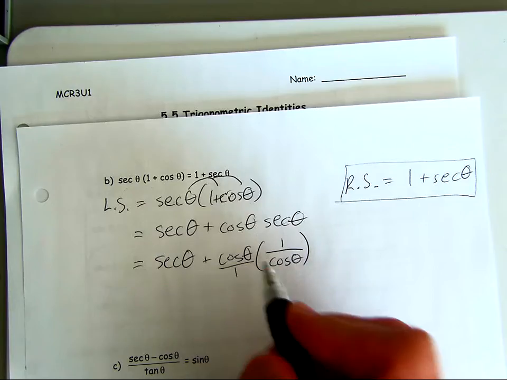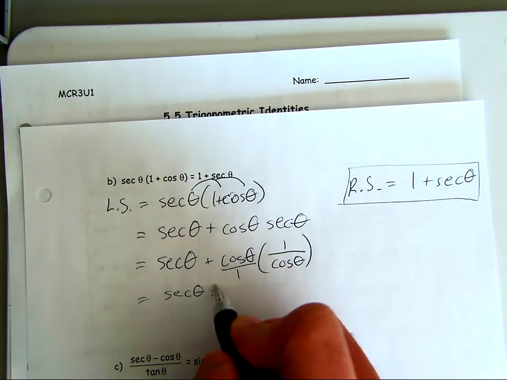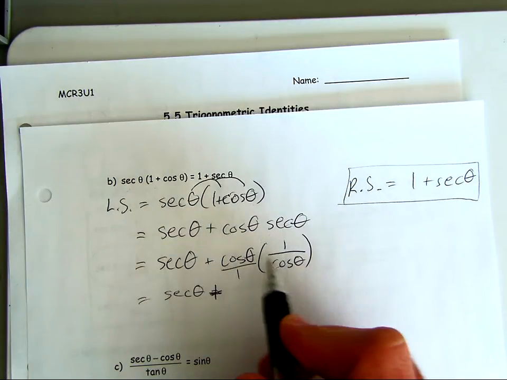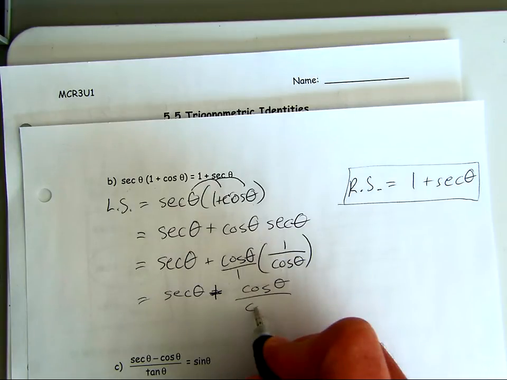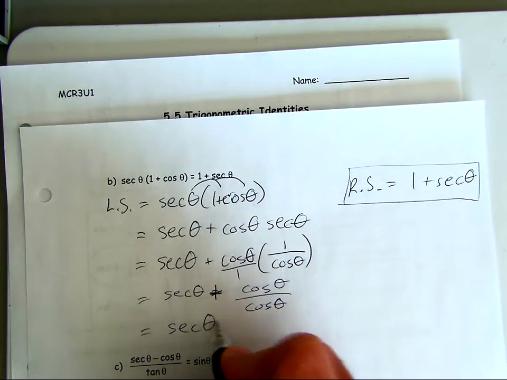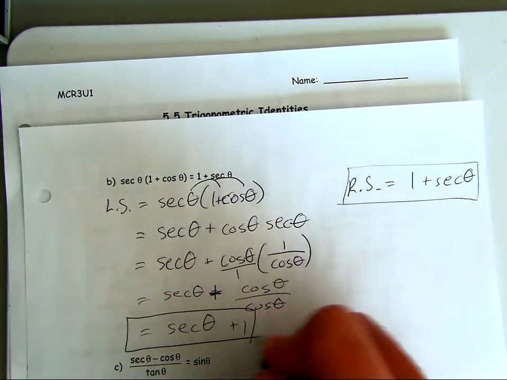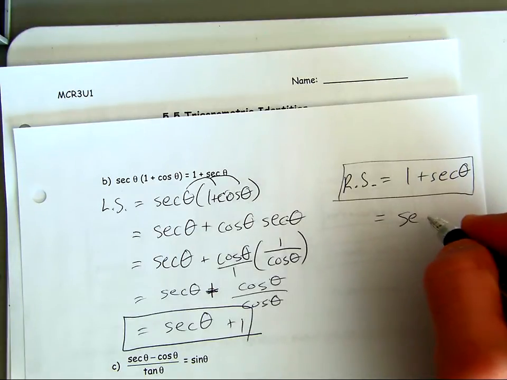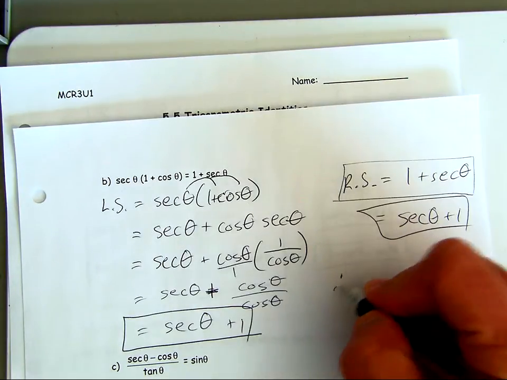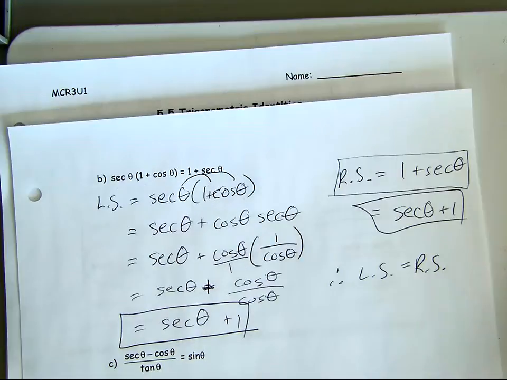And so over here I have multiplication between two fractions. So this is secant theta plus, and then cos times 1 is cos, and 1 times cos on the bottom is cos. So this ends up being secant theta plus that divided by that is 1. So I end up with 1 plus secant theta, which is exactly the same as this. Okay, secant theta plus 1, either way. So therefore, the left side is equal to the right side.